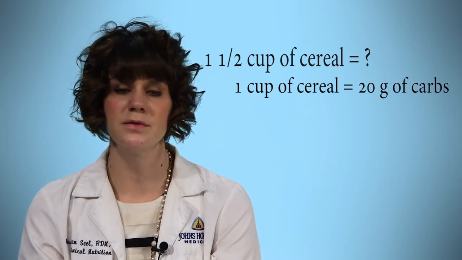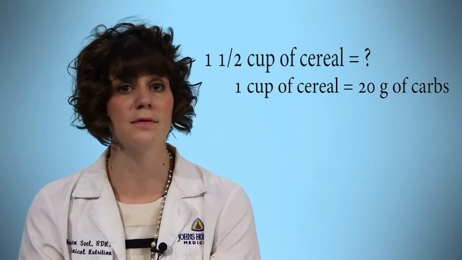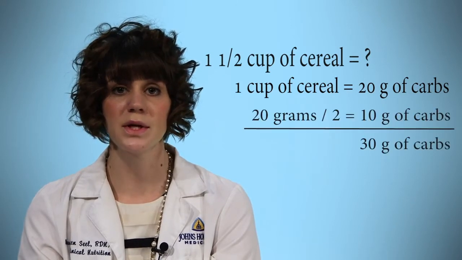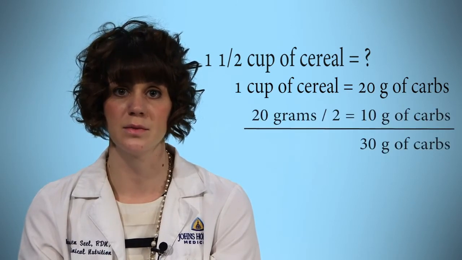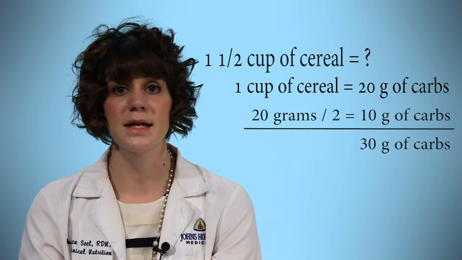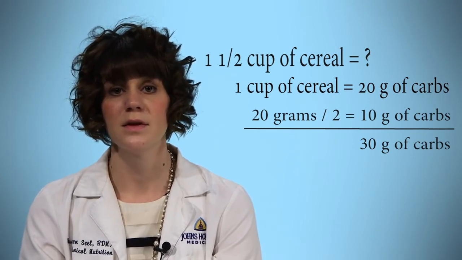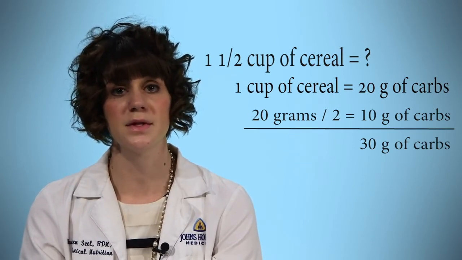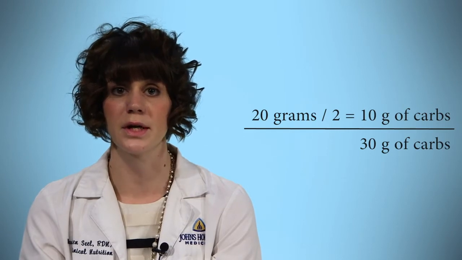From here, you need to figure out how many carbs are in 1/2 cup. So you would take those 20 grams and divide it by 2. This would give you the amount in 1/2 cup, which is 10. Then you add that to the amount that's in 1 cup, for a total of 30.